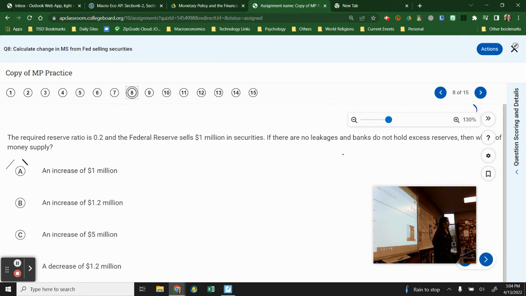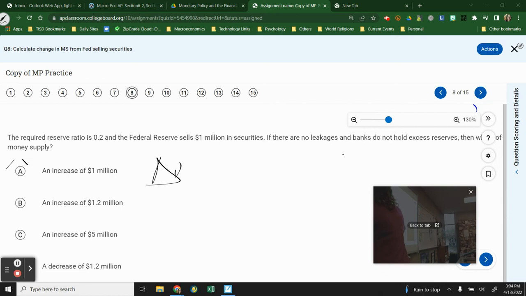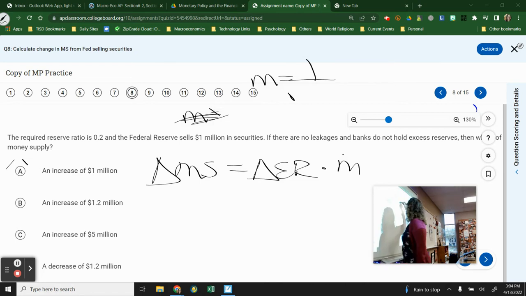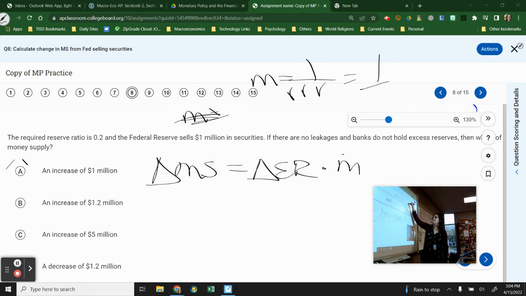Okay, are we using an equation? Yes. Which? Change in money supply. Change in money supply is equal to what? Excess reserves times the money multiplier, where M is equal to 1 over RRR, which is equal to 5 because it's going to be 1 over 0.2. It literally says it right there. 1 over 0.2, which is 5. So something times 5. The question is, what's times 5?